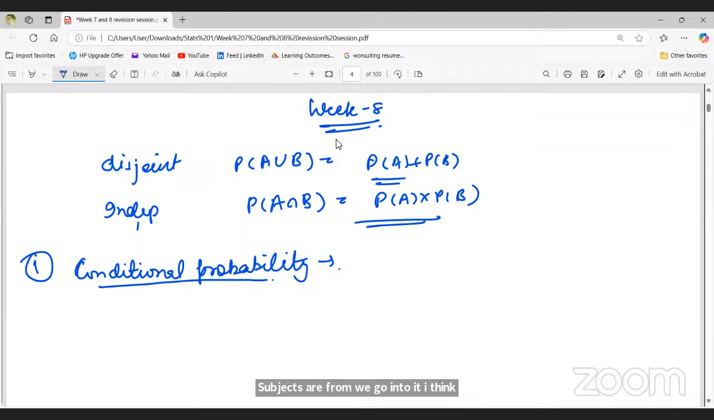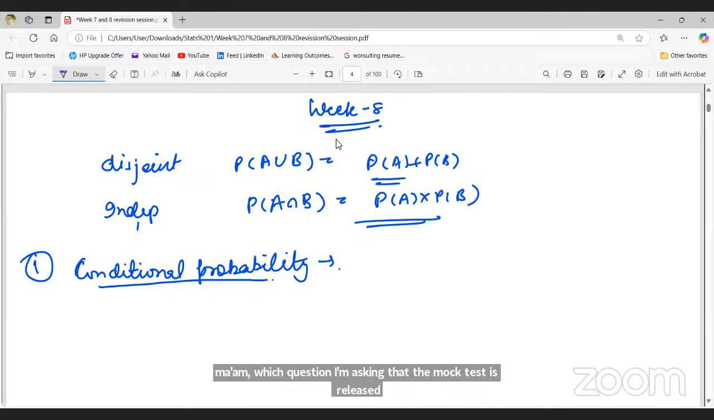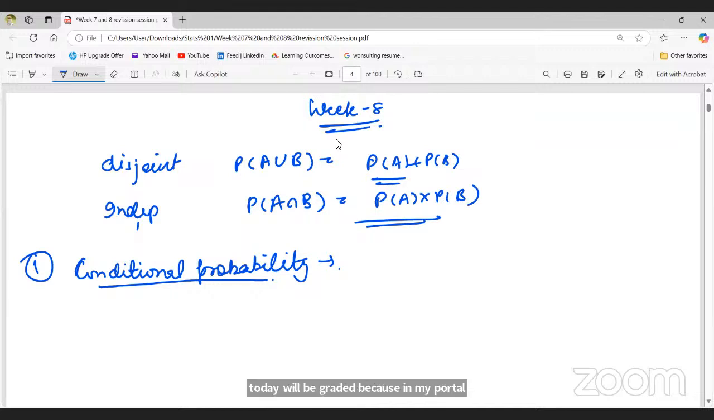Ma'am, which question am I asking? That the mock test released today will be graded? Because in my portal it is showing graded. I too saw that it is graded. And tomorrow is the deadline. They released it today. Divya, it's already been released. Is it graded? I don't think so. Stat 1 is graded, ma'am; the mock is not graded. It is not graded.